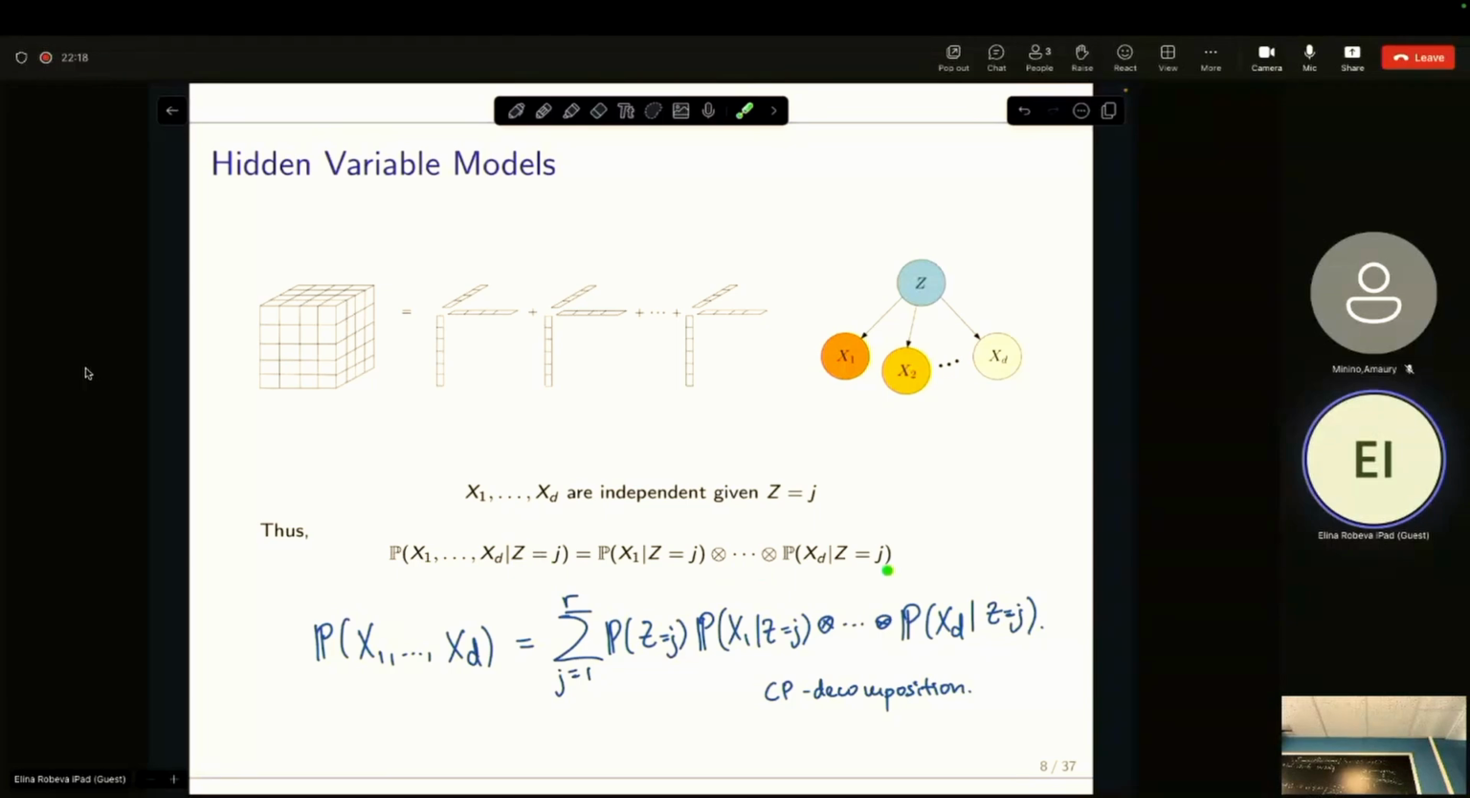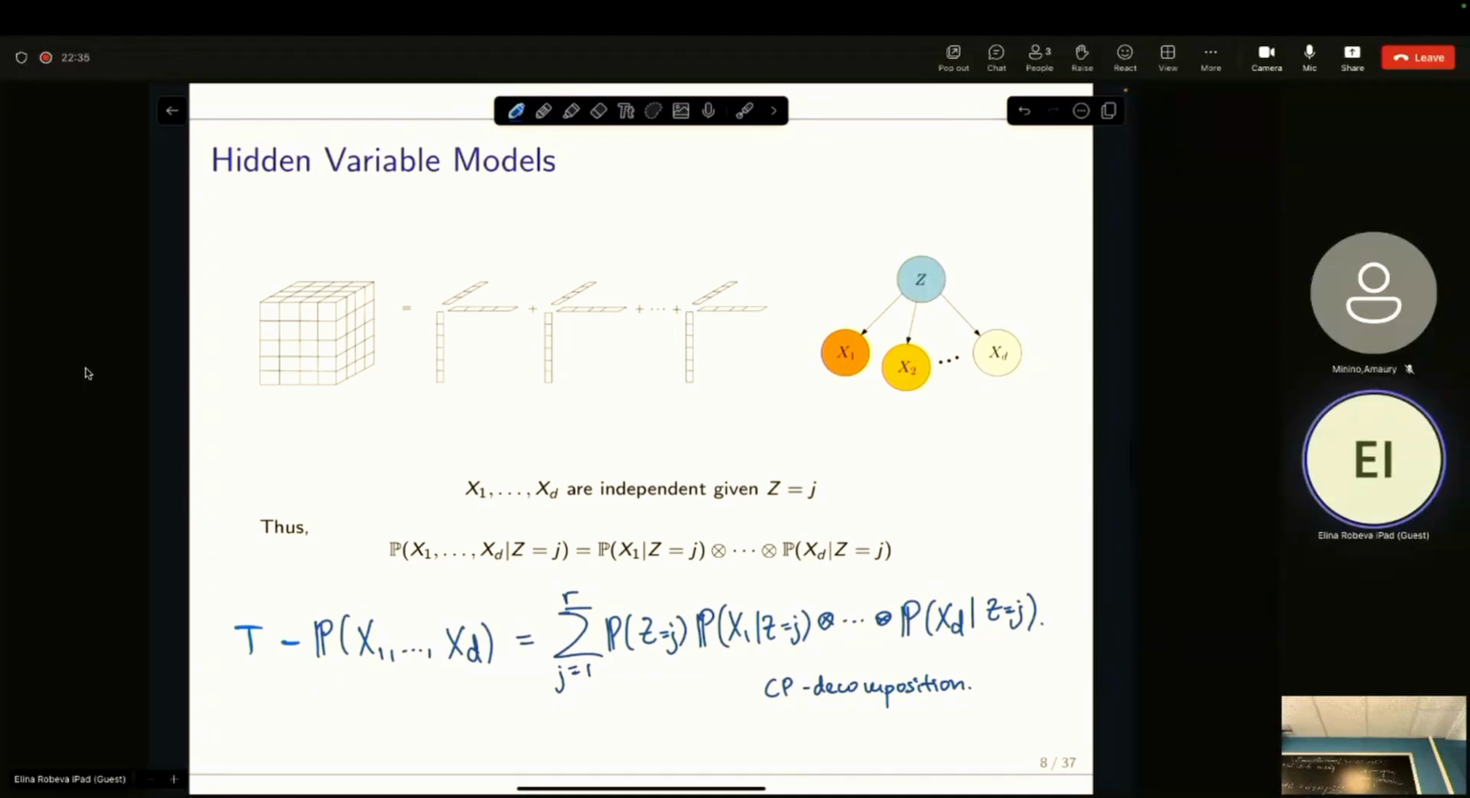So it's going to factorize as the outer product of these conditional distributions of x1 given z equals j, times up to xd given z equals j. And so if you take the full joint distribution, which was our original tensor T, how do we do this? Well, we have to sum over all values of z, of the probability that z equals that value j, times the distribution of the variables given z equals j, which we know is this rank 1 tensor. And so this is just a scalar, right?